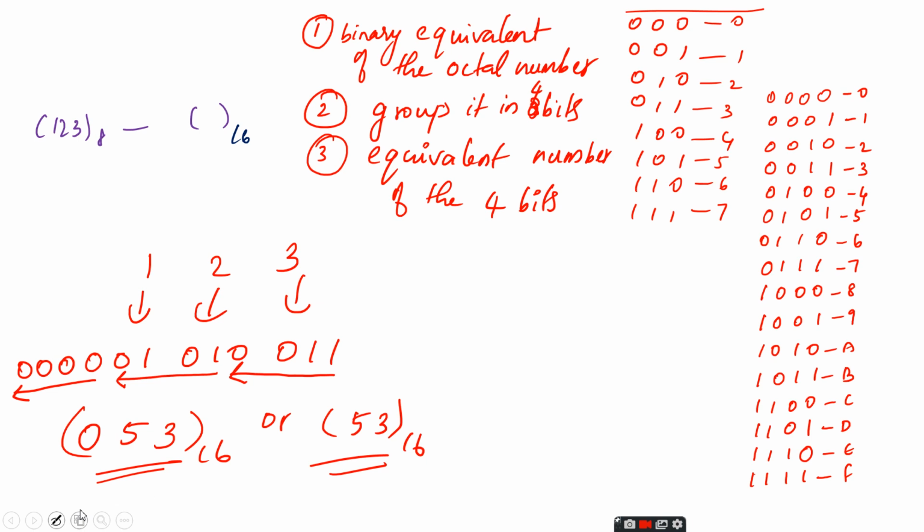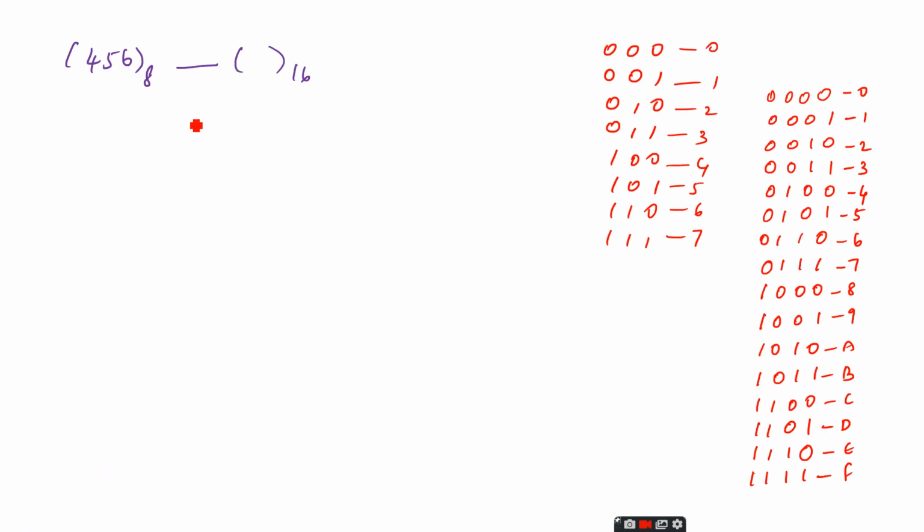This is the answer. So first we have to write the binary equivalent of this octal number by representing it in 3 bits. After that we have to group it in 4 bits. Then we have to write the equivalent number of the 4 bits. Now we can try another question.